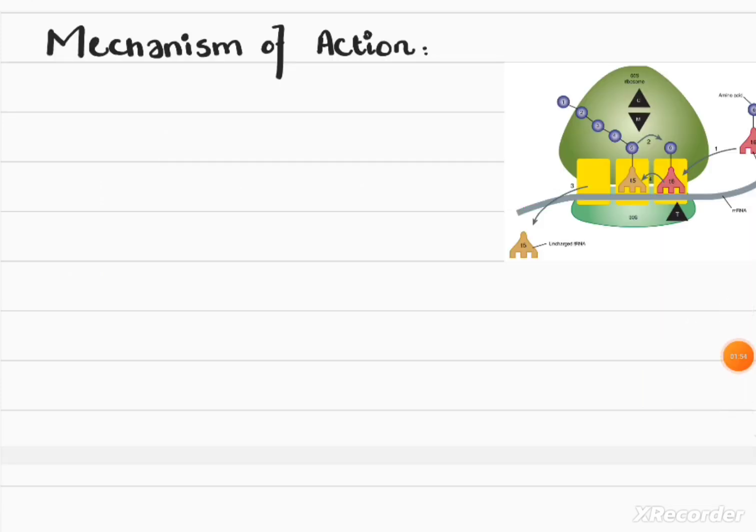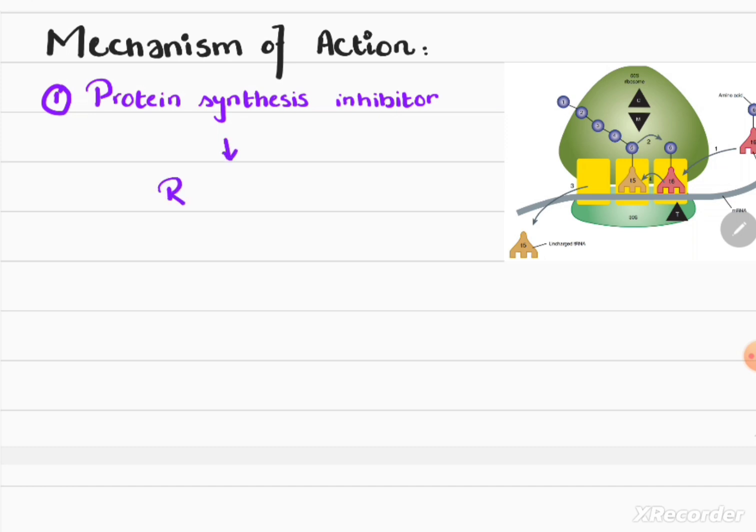The first thing we need to remember about clindamycin is that this drug is a protein synthesis inhibitor. It inhibits protein synthesis in the bacteria. Now, where does this protein synthesis occur in the bacteria? It occurs in the ribosomes. So the second thing to remember is that the synthesis of proteins is inhibited in the ribosome. So this antibiotic acts on the ribosomes.